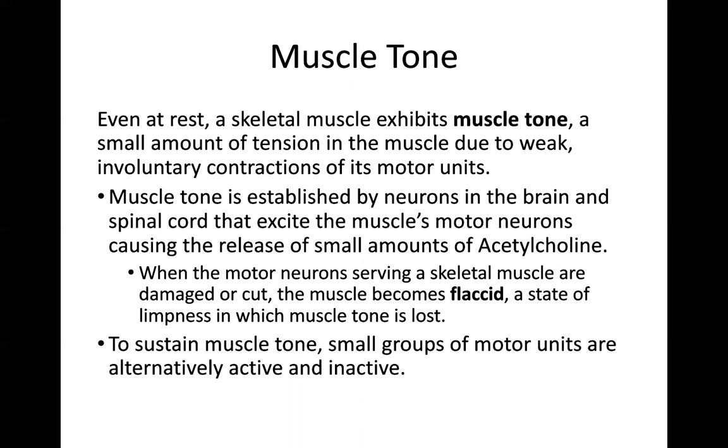However, if the motor neurons that serve a skeletal muscle are damaged or cut, that can produce a muscle that's flaccid, which is where the muscle is in a state of limpness in which the muscle tone is lost. So in other words, there is no way for the muscle to contract because there's no way to stimulate it, at least not naturally. You could hook it up to a stim machine, but still, what's the point in that? To sustain muscle tone, small groups of motor units are alternatively active and inactive.